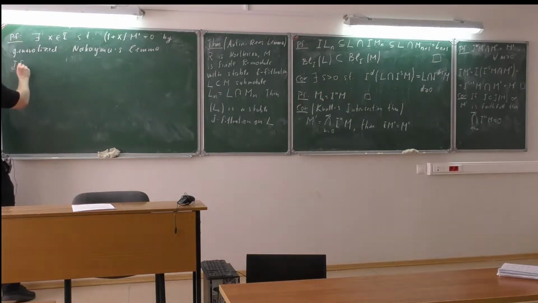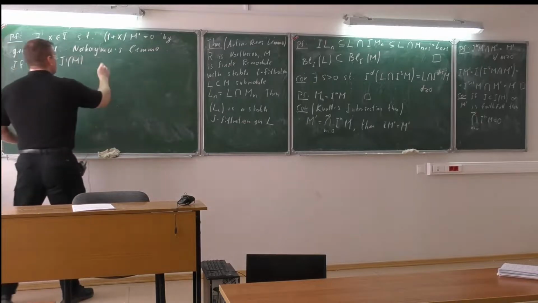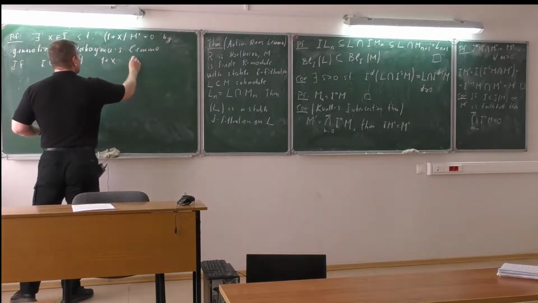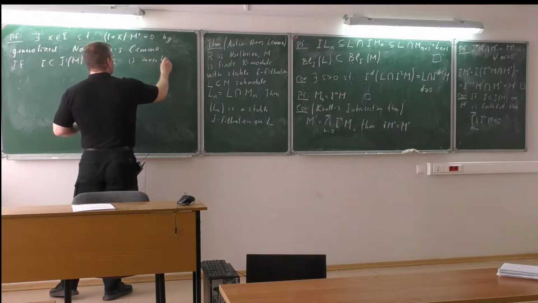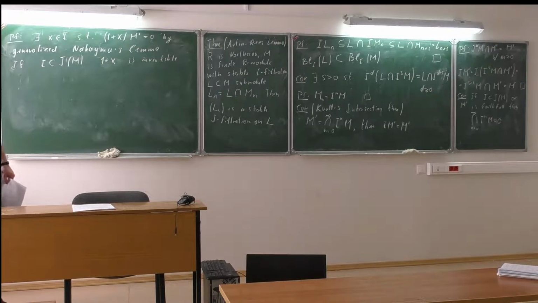So if I is in the Jacobson radical of the module, then 1 plus x is invertible. If you have one of the assumptions, then we can say that the intersection is 0. Okay, so what do we prove? We prove the two together.